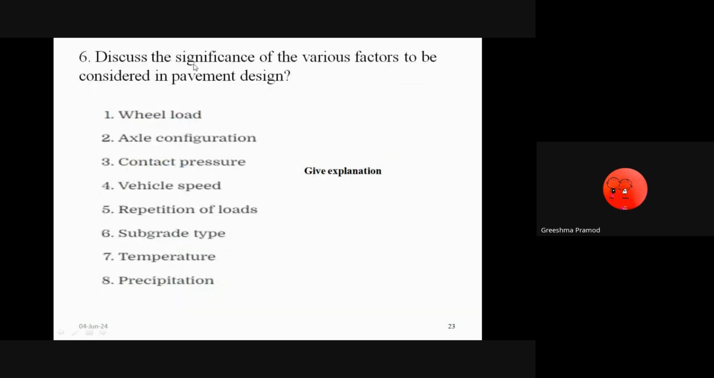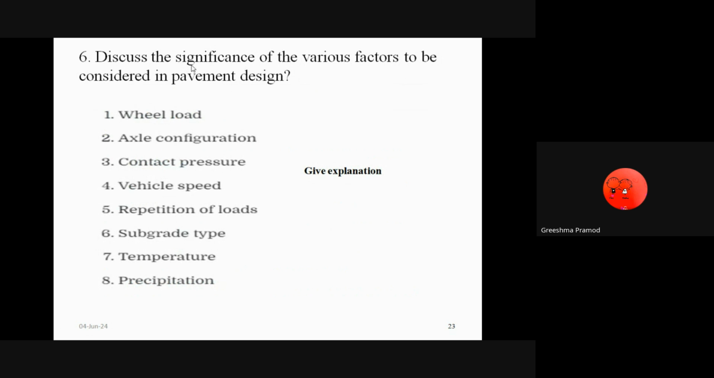Discuss the significance of the various factors to be considered in the pavement design. So these are the factors that have to be considered in the pavement design: wheel load, axle configuration, contact pressure, vehicle speed, repetition, subgrade type, temperature, precipitation. All those we need to give the explanation.